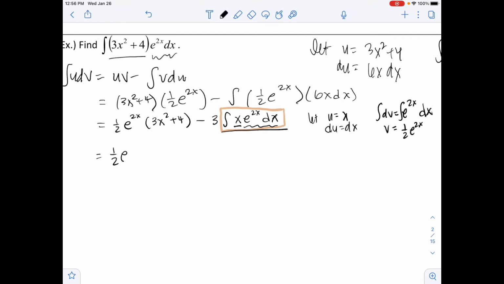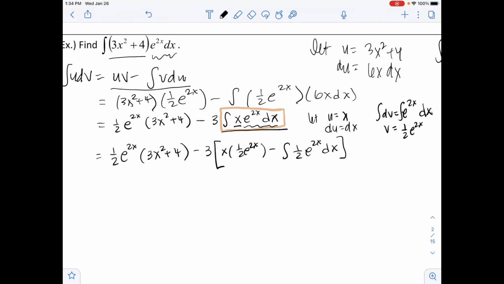So I have 1/2 e^(2x) times (3x^2 + 4) minus 3 times, and then using integration by parts, we have the formula up here. And so I'm going to have u times v. So I have x times 1/2 e^(2x) minus the integral of v du, which is going to be 1/2 e^(2x) dx.